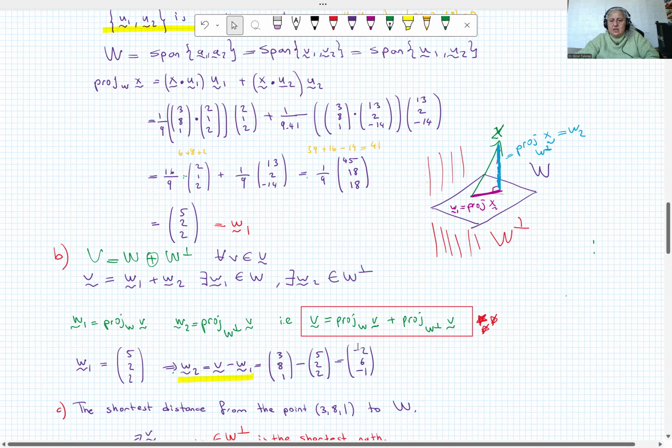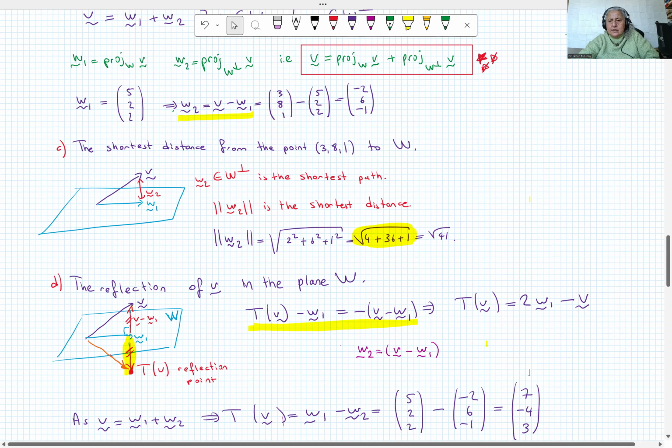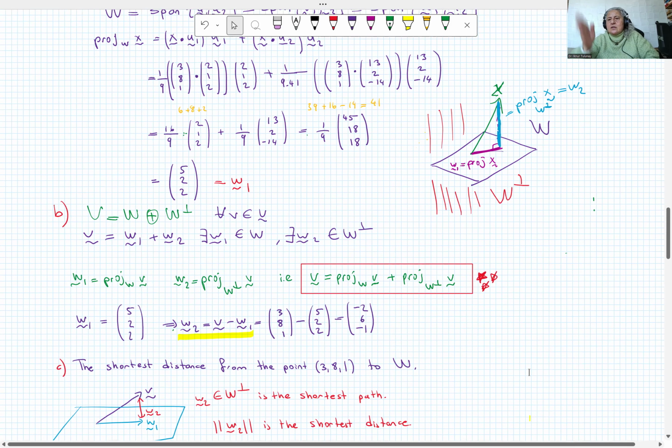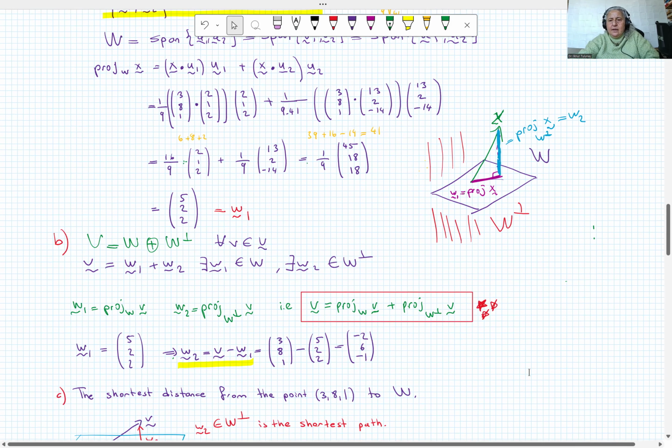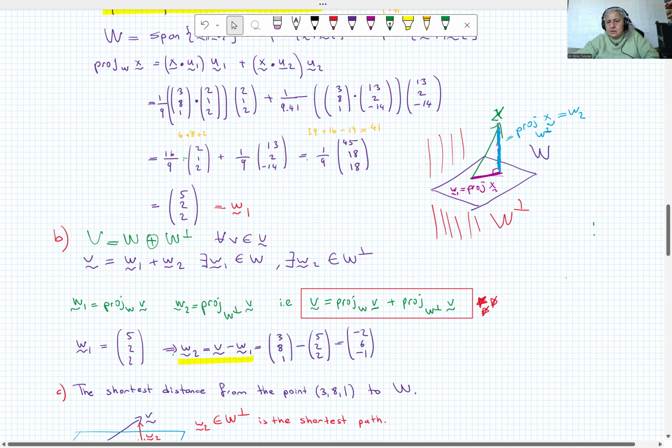So this vector is the projection of the vector V on the vector space W, which is this vector. Okay, this is all good and straightforward up to now. And now let's have a look at the shortest distance. Well, the shortest distance is always a perpendicular distance. That is basically this distance, right? The length of W2 will give you the shortest distance.